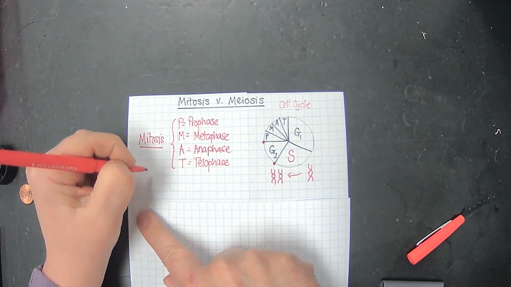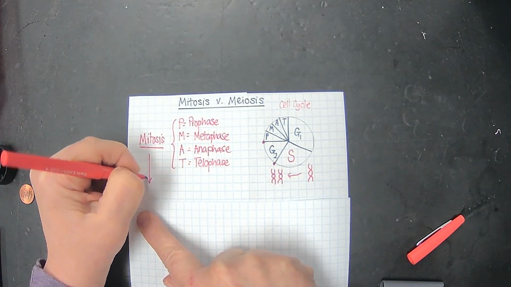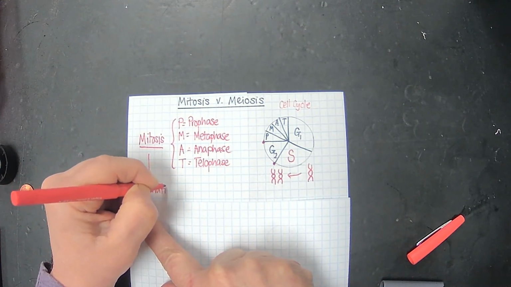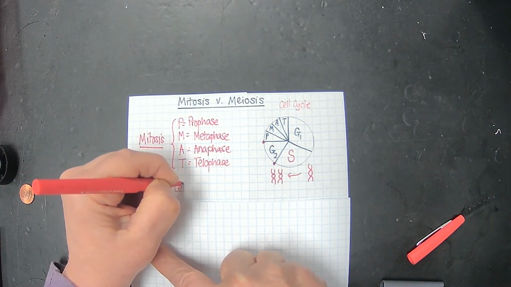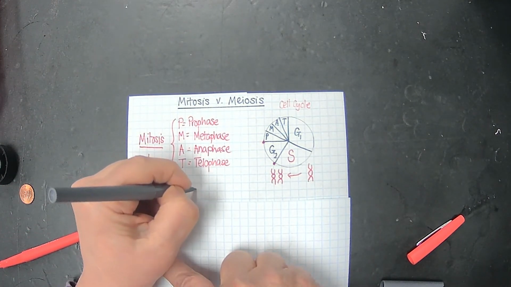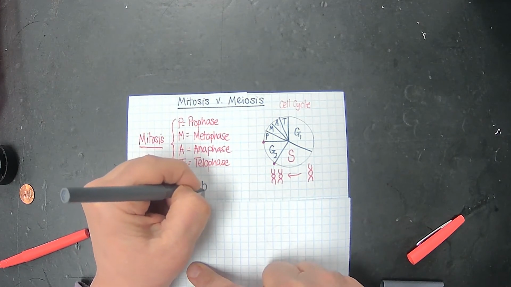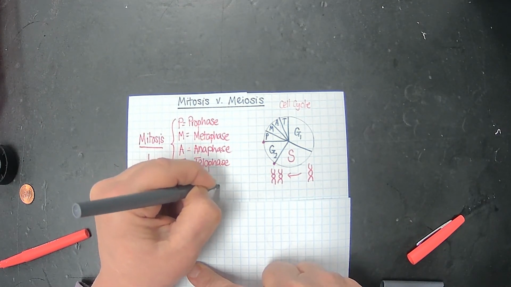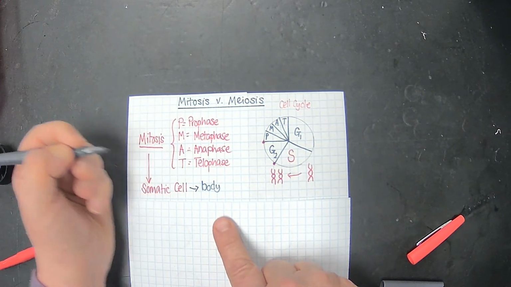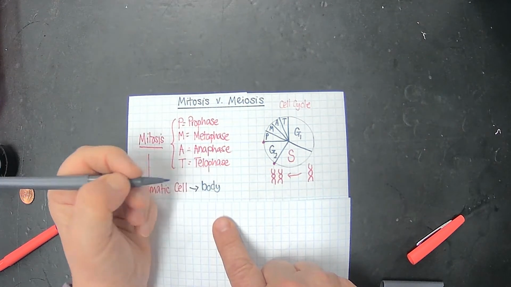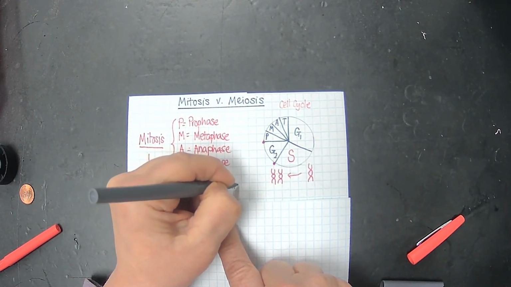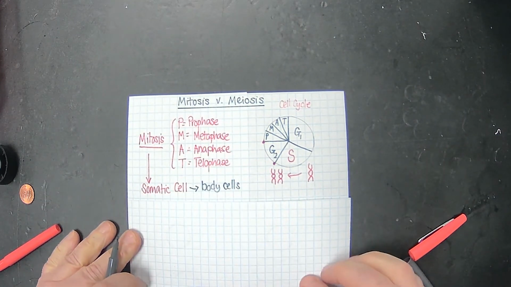And mitosis only happens in things called somatic cells. What is a somatic cell? It is a body cell. So your muscle cells, your skin cells, your epithelial cells, your white blood cells. These are called body cells. They are somatic cells. Okay, so far so good.